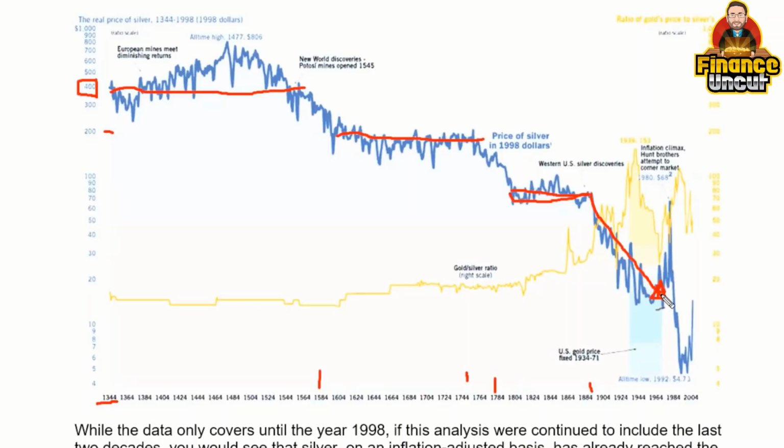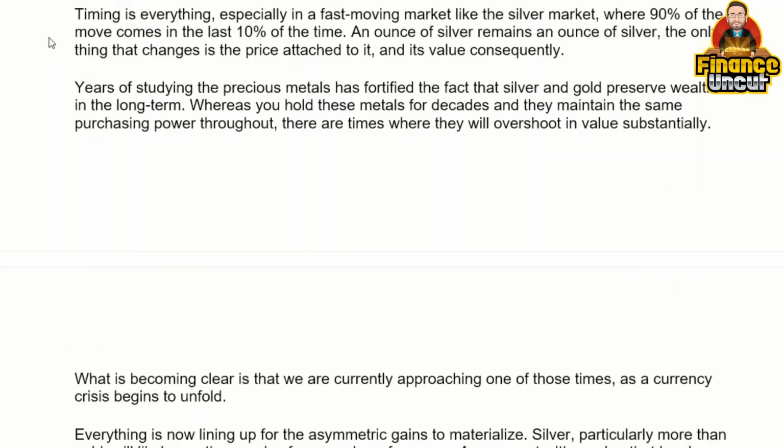And then we had the big move up in 1980 where we got to a ratio of about 16 to 1. And then right here in 1998, when this came out, is where Warren Buffett bought, which is, as I say in this article, an inflation-adjusted all-time low in the silver price. So as you can see, as I say in the article, timing is everything, especially in a fast-moving market.